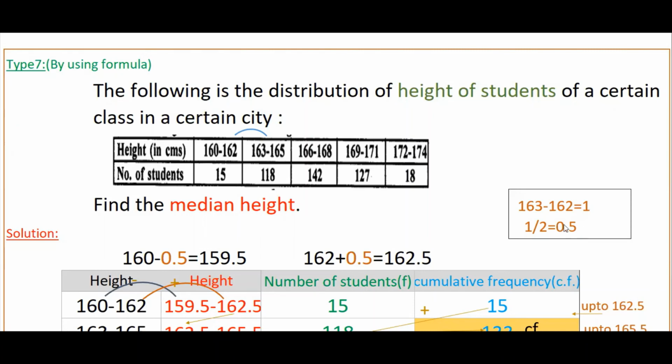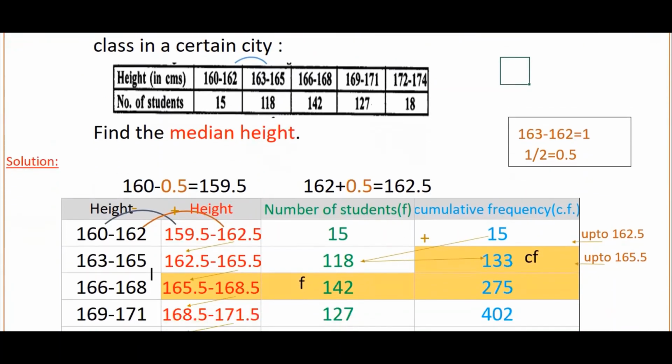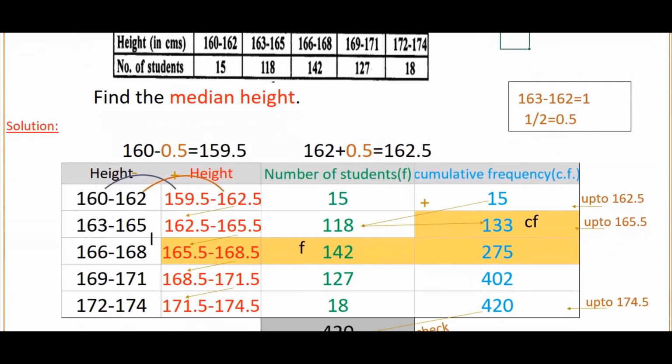So you have to take this value and subtract it from this 162. 0.5 you have to subtract from this value. 160 minus 0.5 is 159.5, and add the same value to this value, that is 162 plus 0.5, which is equal to 162.5. So for these types of problems, you have to write the class intervals like this.